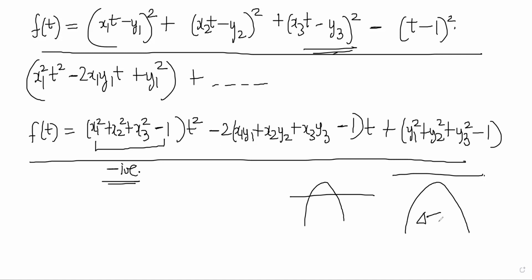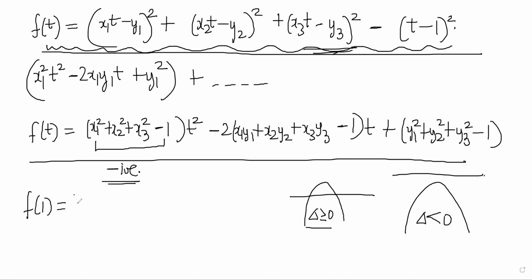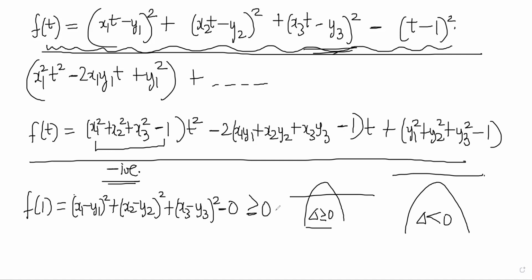This is discriminant less than 0 and this is discriminant greater than or equal to 0, right? Okay. So let's look at the value of f of 1. F of 1 here would be, put 1 in the first version of f of t. If you put it in the first version, you will get (x1 minus y1) whole square plus (x2 minus y2) whole square plus (x3 minus y3) whole square minus 0, which is clearly greater than or equal to 0. So that means at least at 1, the value of the parabola is above 0. So this case is cancelled.